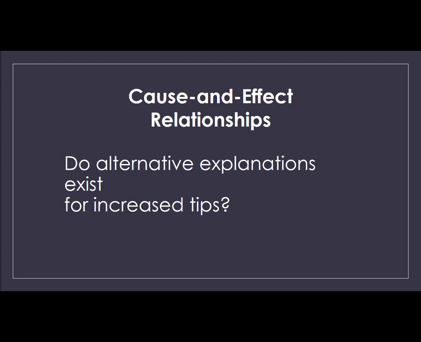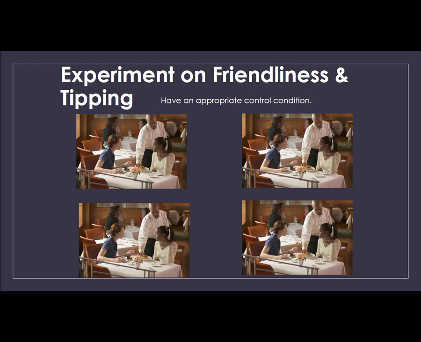This is what I touched on a few minutes ago, the idea that maybe it was actually an article in the newspaper, maybe it's just a really generous person. Maybe the waitress, in addition to trying to be more friendly, is also being more efficient. So, do alternate explanations exist for the increased tips? It's possible, right? So what do you do in those cases? You look here. How can an experiment on friendliness and tipping work?